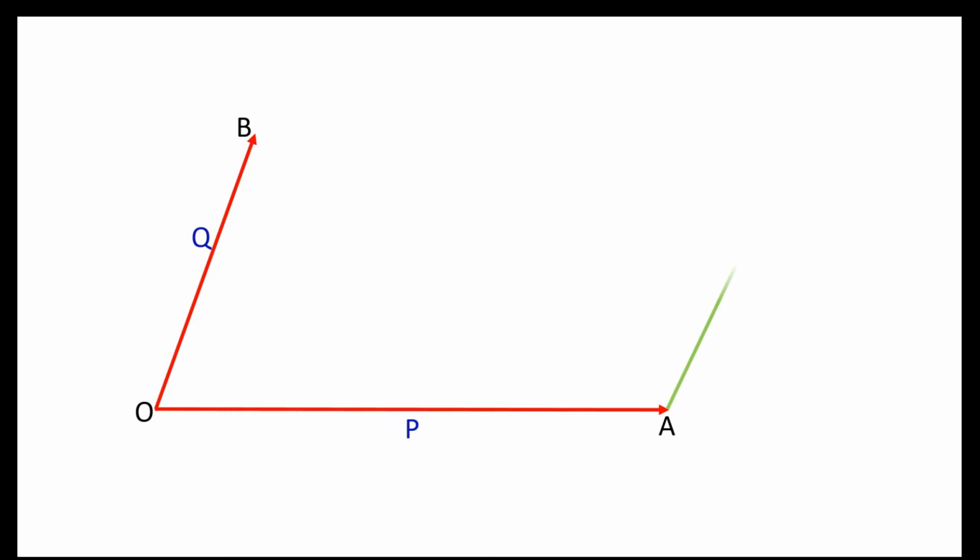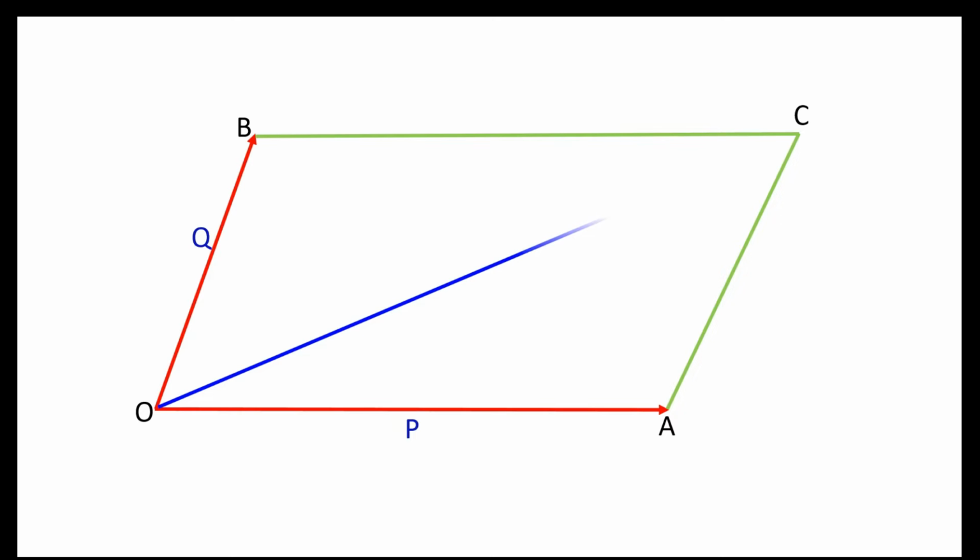P and Q, passing through an origin O, are represented as two adjacent sides of a parallelogram, OA and OB. Then complete the parallelogram by drawing BC and AC. And the diagonal passing through the same origin point O is taken as the resultant. Draw a perpendicular from C and extend OA up to D.